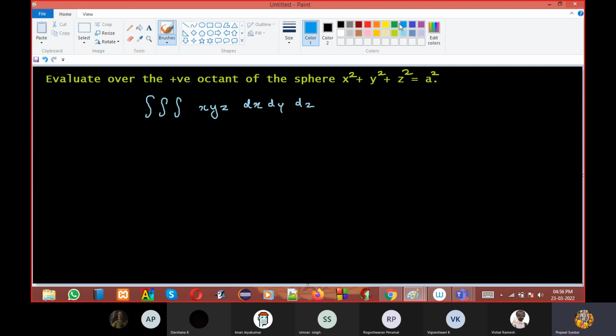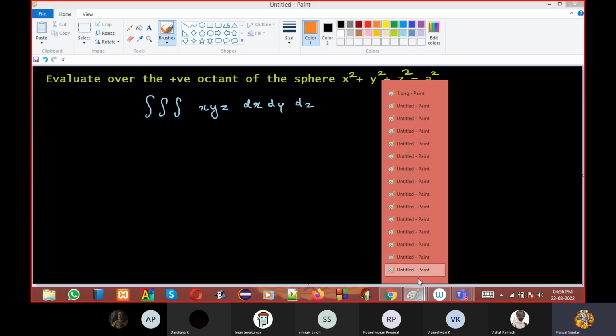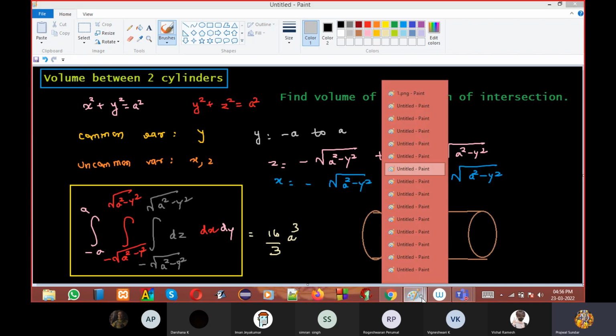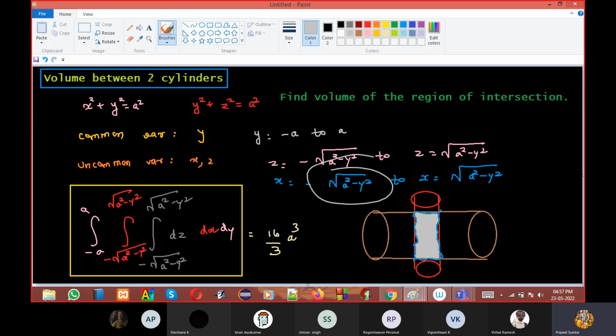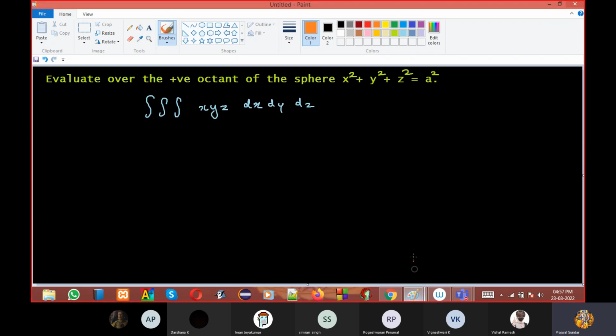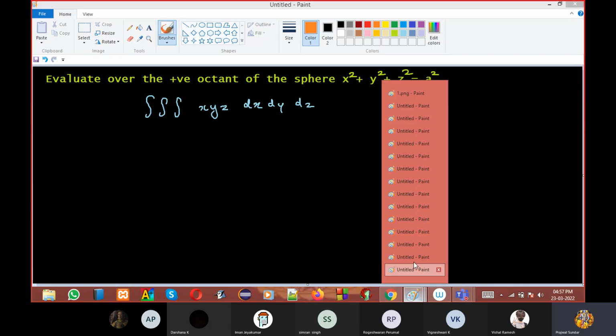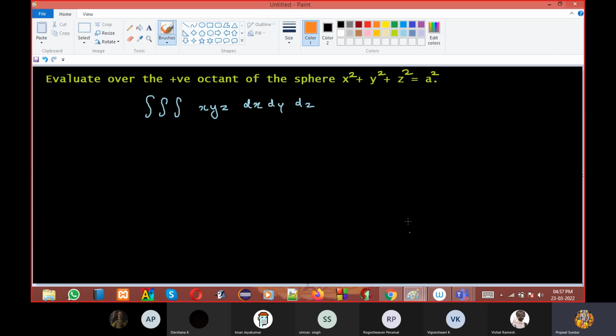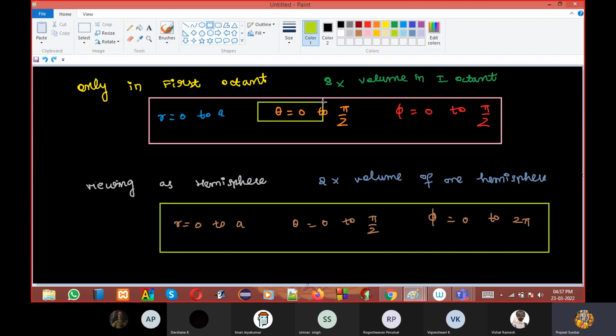What can we do? Best to convert to spherical coordinates. Think of the Cartesian coordinates: initially we used to have minus root of a squared minus y squared, and so on. Why do all that? Spherical coordinates are very simple, and integration is very simple in spherical coordinates. So better convert to spherical coordinates, and since they specified the positive octant only, we will take only these limits.